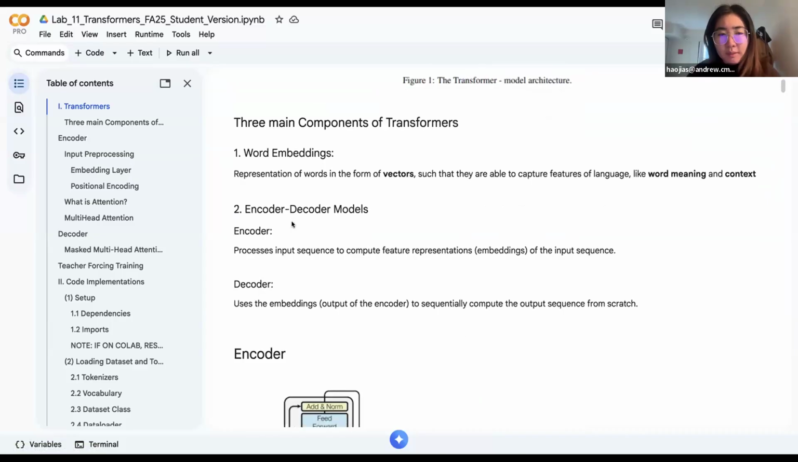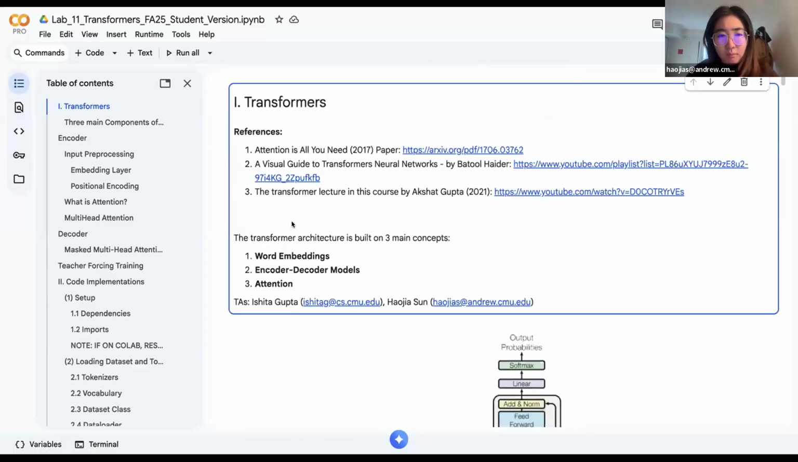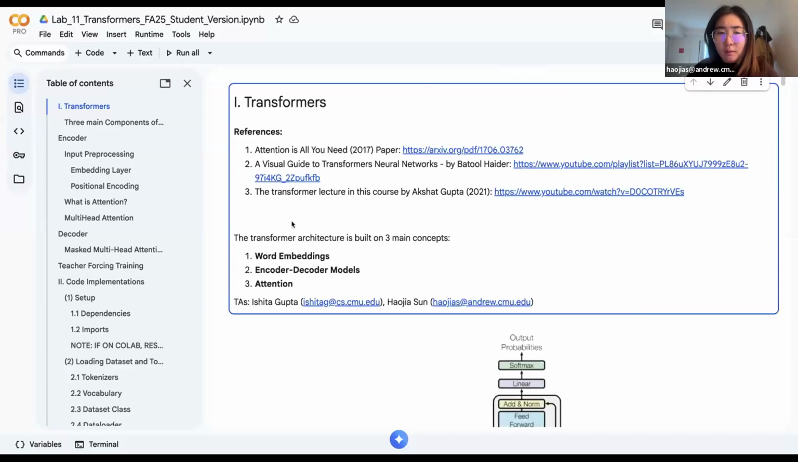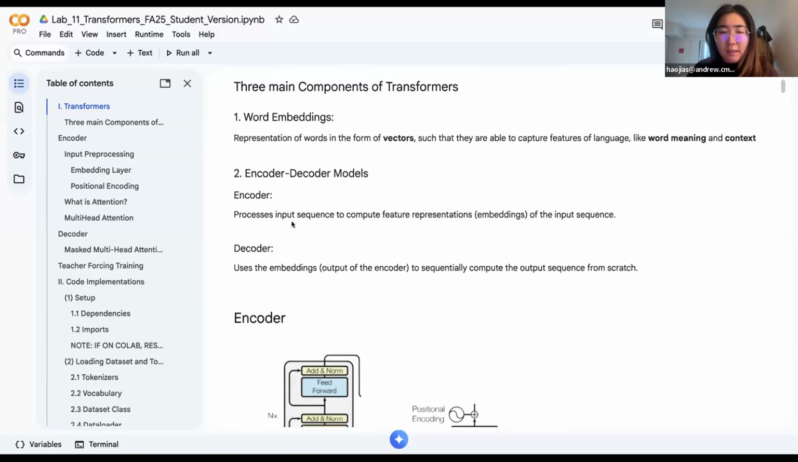First, for the transformers, there are actually several components. For example, the first one is the word embeddings. We know that for the transformers, the input can be text, right? And how will the text be converted for the transformers? We need to convert it into embeddings. So it will be the representation of the words in the form of vectors so that they are able to capture the features of the language for the text tokens, like the word meaning and the context.